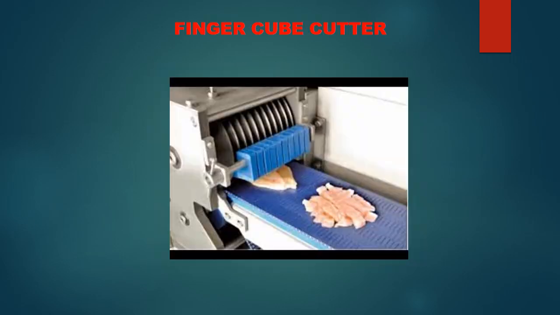Now we are going to see another machine, which we can say is a cube cutter or finger cutter, for finger shape cutting. This particular machine will cut the meat chunks into cubes or fingers, and those pieces can be directly cooked through roasting or barbecuing or other cooking methods. So this makes very nice pieces for actual commercial use.